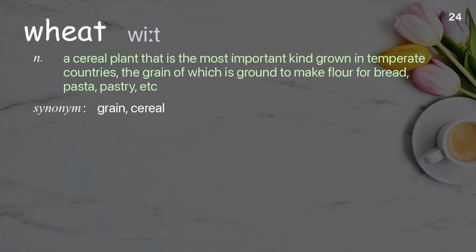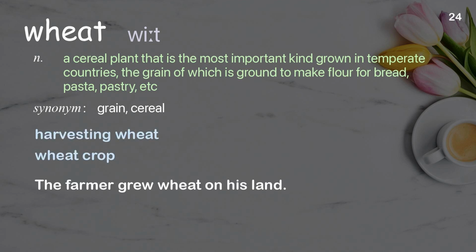Wheat: A cereal plant that is the most important kind grown in temperate countries, the grain of which is ground to make flour for bread, pasta, pastry, etc. Examples: Harvesting wheat. Wheat crop. The farmer grew wheat on his land.